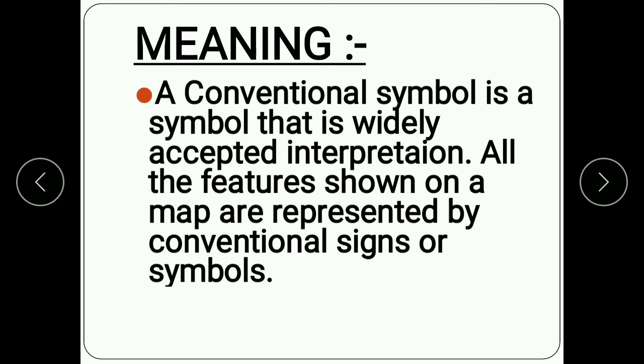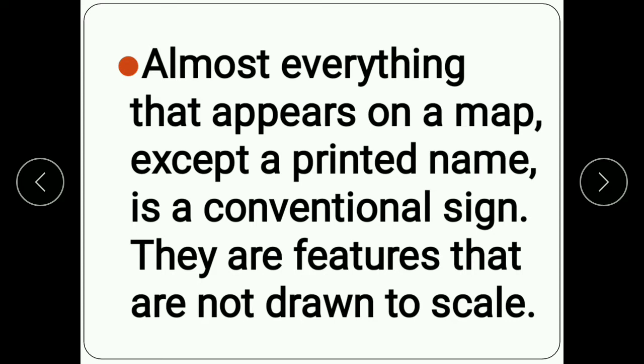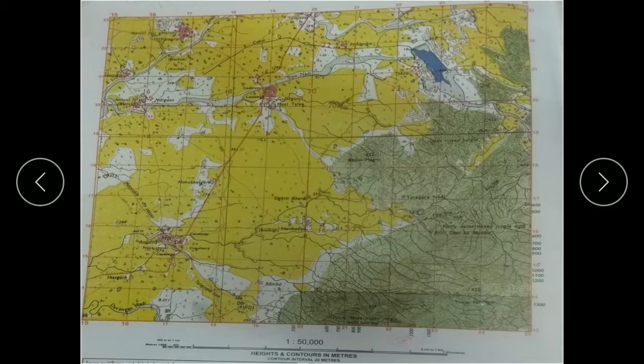All the features shown on a map are represented by conventional signs or symbols. Almost everything that appears on a map except a printed name is a conventional sign. They are features that are not drawn to scale. As you can see on this topographical map, there are so many dry streams present, then cart tracks are also there, tanks, wells, these all are the conventional signs.